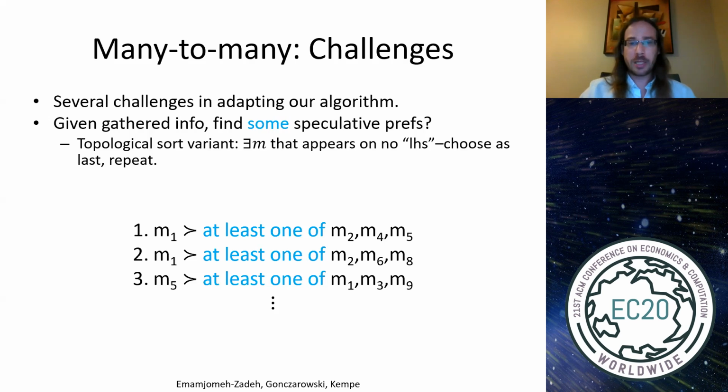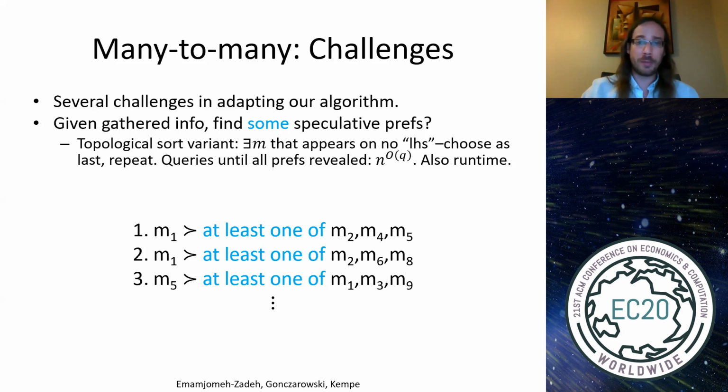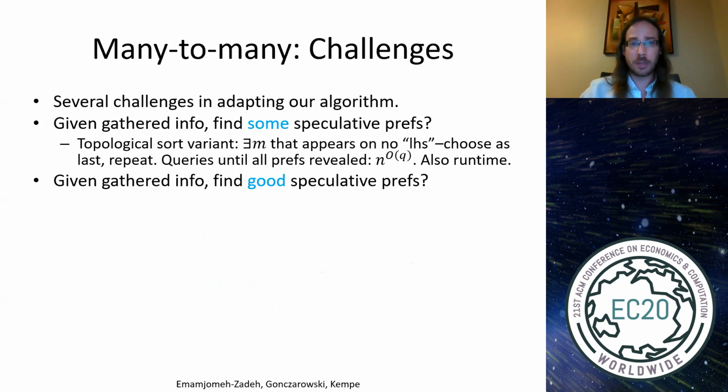If we just do this, then we may have to accumulate the entire set of possible preferences for each participant. So we're going to have n to the q possible preferences for each participant, so n to the order of q overall queries, also runtime. It's appealing because it's polynomial in n. It's quite dissatisfying because it's exponential in q. So the next question is, can we drop the exponential dependence on q?